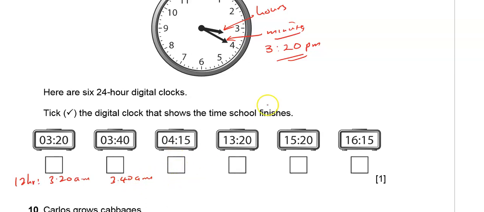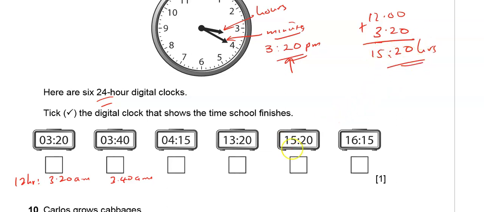Of course, if you are to change this one into a 24-hour digital clock, you add 12. So 3:20 plus 12. This will give us 15:20. So 15 hours is the time the school finishes, and this is supposed to be this one here. This is basically 1:20 p.m.